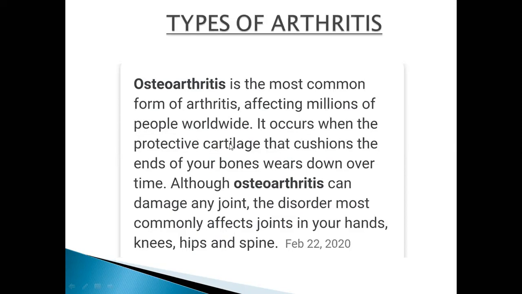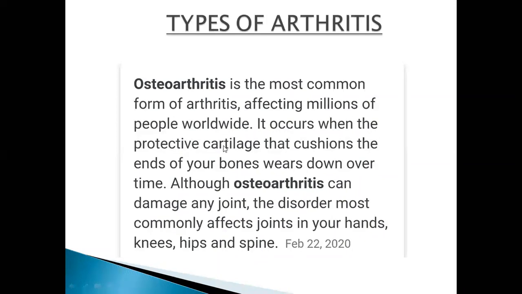Now please remember this thing about osteoarthritis. Between two bones, we said there is a joint. A joint is a point where two bones meet each other. And at their meeting point, there is also one layer of cartilage, right? At the joint, when the protective cartilage that cushions the ends of your bones wears down over time, when this cartilage degenerates, it is called osteoarthritis, right?